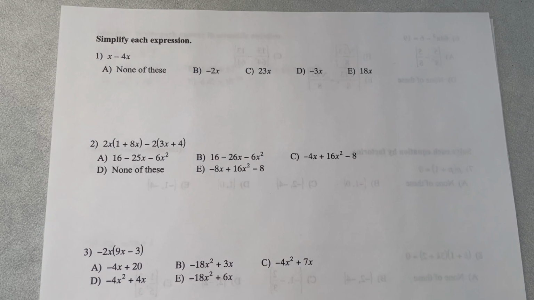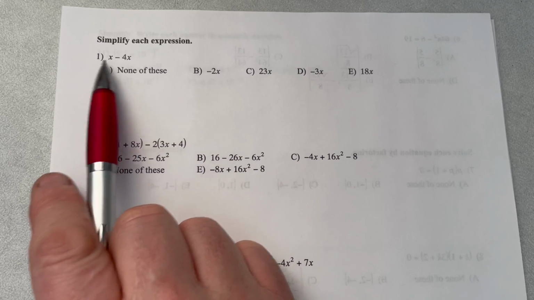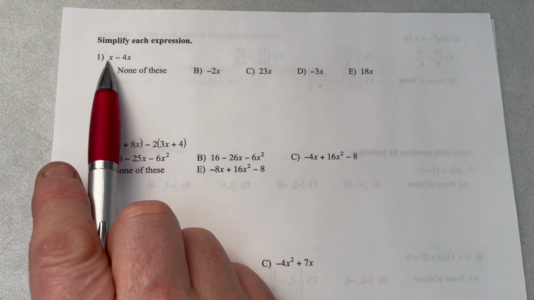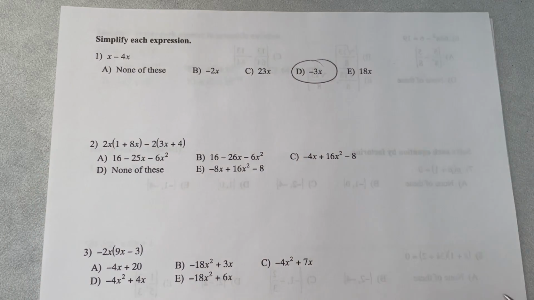Okay, on to the multiple choice. Here we go. Simplify each expression. Hopefully there'll be a lot of these. They're just really straightforward. You've got like terms. So what is 1 apple minus 4 apple? That's minus 3 apples right there.